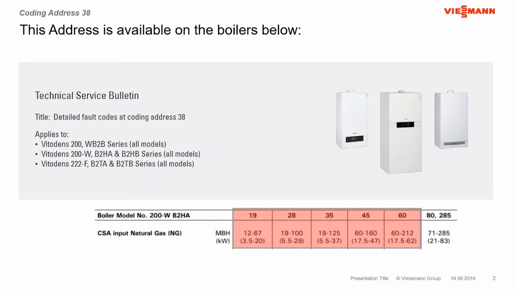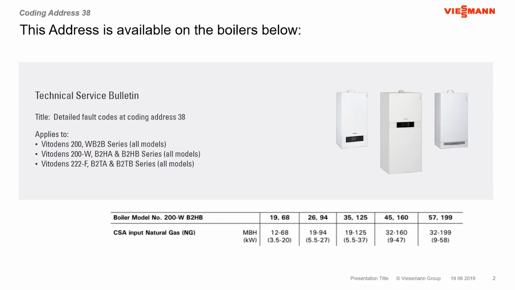This is the boiler on the left-hand side on the screen here that you're looking at. I've outlined, shaded in red here, the first generation, the B2HA 19 to 60. That has actually been replaced with a second generation, the B2HB. You'll see those guys in a minute. And of course, the B2HA 80 that you'll see at the end is still available as the first generation.